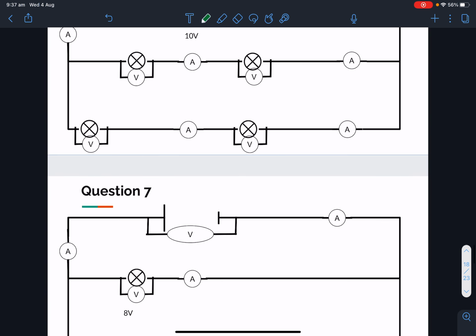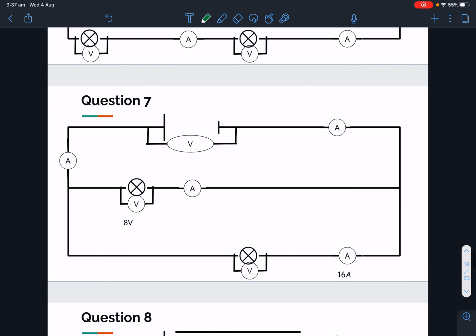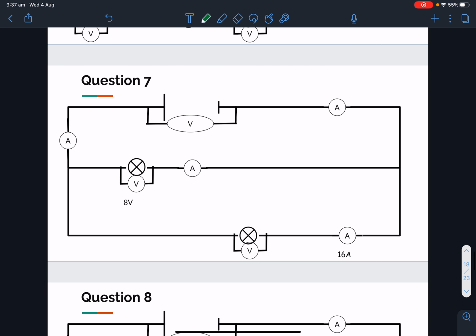Should I do any more? What I might do is this problem here for you. Notice the difference. Instead of the numbers being given near the battery pack, they're given down near the components. Let's work it through though.